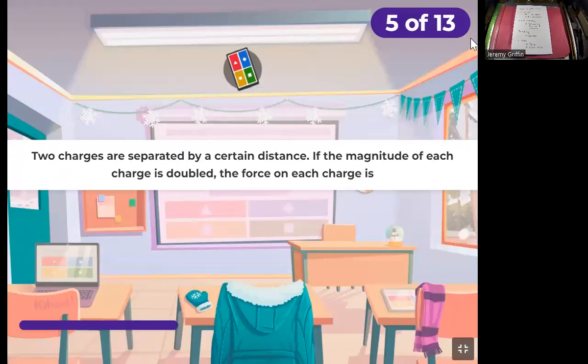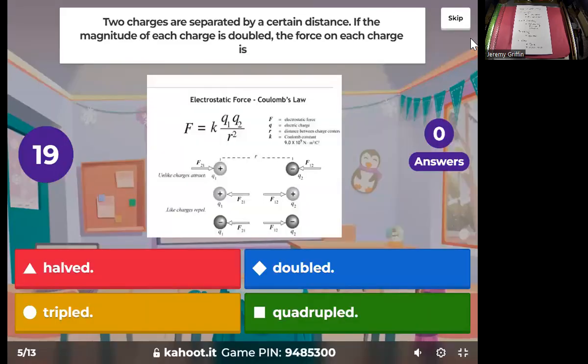Two charges separated by some distance. If the magnitude of each charge is doubled, what happens to the force on each charge?